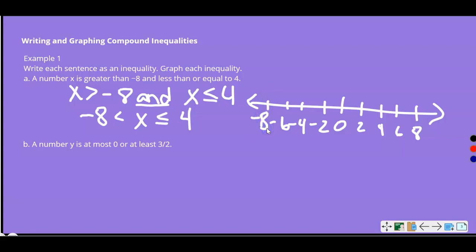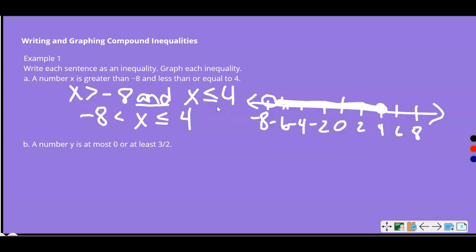All right, so the compound inequality for part A says that -8 is less than x, and x is less than or equal to 4. So we're going to need an open circle at -8. Okay, x is greater than -8, so it's going to go this way. And x is less than or equal to 4, so we need a closed circle at 4. So everything in between -8 and 4 would be considered a solution to both of these inequalities. When it's an and statement, it's a solution to both this one and this one.